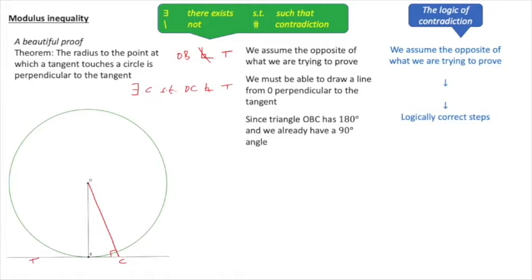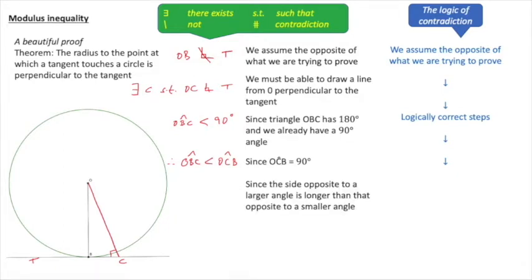Now, following on logically, so logically correct steps. Since triangle OBC has a total of 180 degrees, as all triangles do, and we already have a 90-degree angle at C, then we can conclude that the angle at B must be less than 90. The angle at B plus the angle at O must be 90, therefore the angle at B must be less than 90. Now, since OCB is 90 degrees, then because we've shown that OBC must be less than 90, that tells us that OBC must be less than OCB.